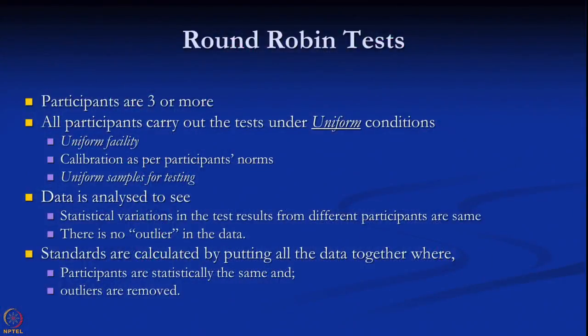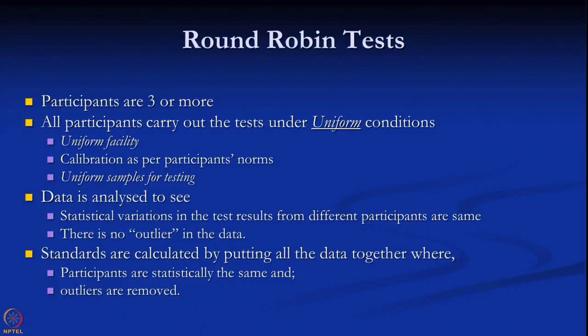If we find that we did the test in different chemical laboratories, and all the laboratories' results are statistically the same, then we can take the combined set of chemical analyses done from all the laboratories and come up with a standard. This procedure is called a round robin test in statistics, where we expect at least three or more participants.